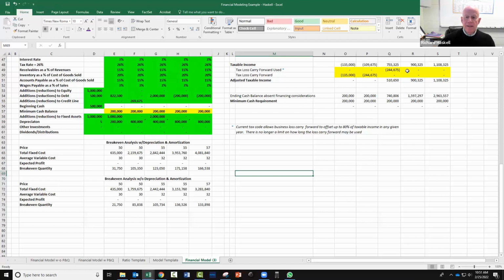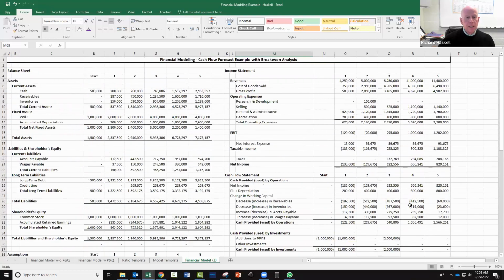So we've looked at the taxes, we've looked at depreciation, we've looked at break-even analysis. We've been all the way through this 5-year model, and hopefully this has helped you in a big way understand how to use these models.